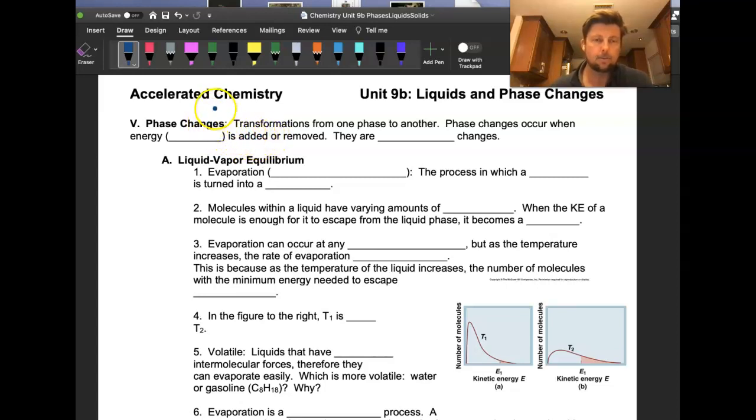So phase changes, when we're talking about the three main phases of matter, solid, liquid, and gas. A phase change is when we're going in between any of those phases. These occur when energy or heat is added or removed. And these are physical, not chemical changes. We're not creating anything new.